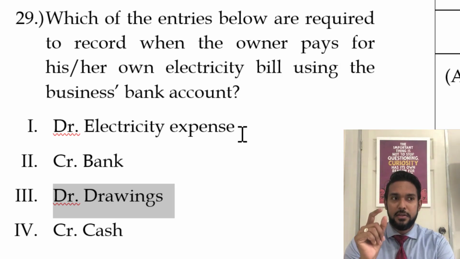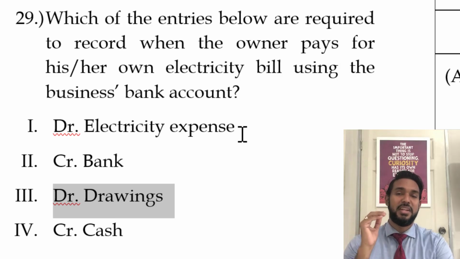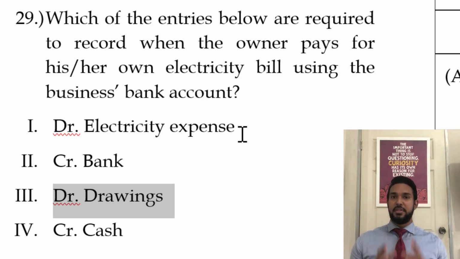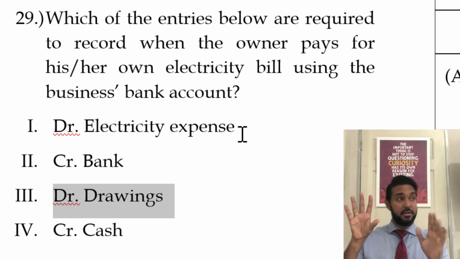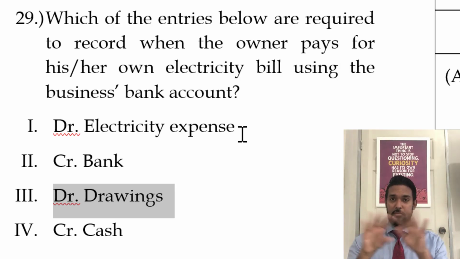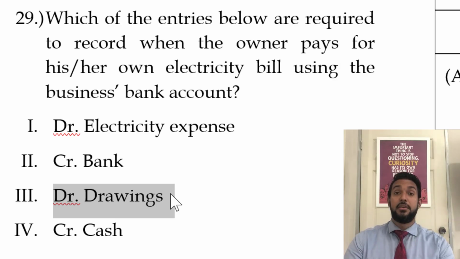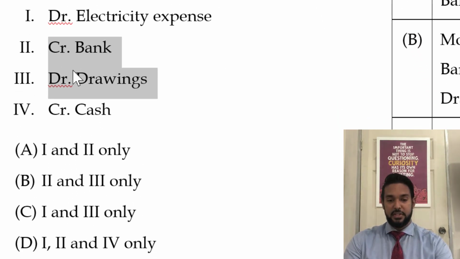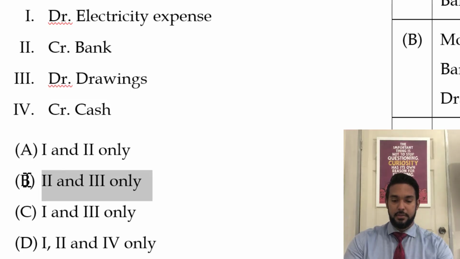I talked about something called the separate entity concept, which is where the business is considered a separate legal entity to the owner, and as such, its records must be kept separate. The business's records and the owner's records cannot be mixed up at all. So what's going on here? The owner's taking money out of the bank for his or her own personal use, so you have to debit drawings, and credit bank. So that's 2 and 3, which is option B.